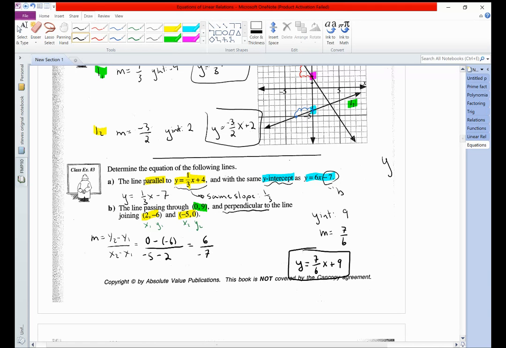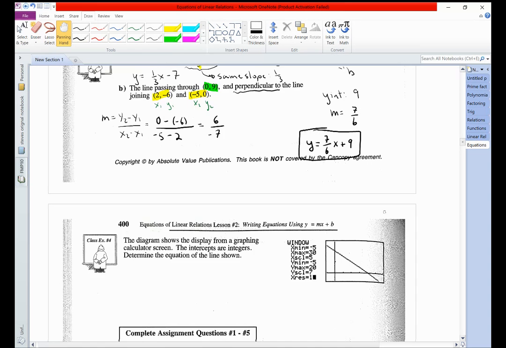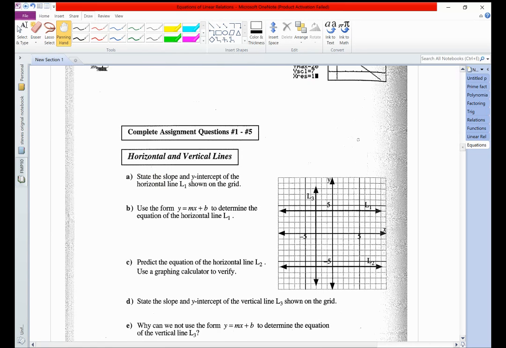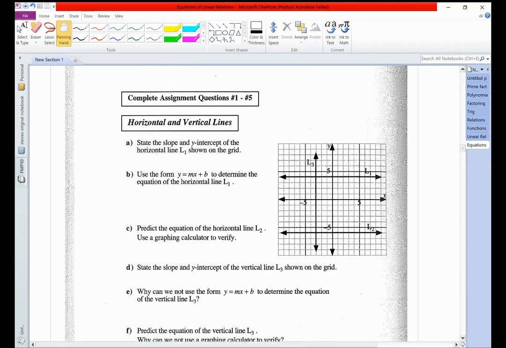The last thing I want to talk about is horizontal and vertical lines. The trick with horizontal and vertical lines is that our slope is either going to be 0 or undefined. So they don't really fit the mold of y is equal to mx plus b. But the way that we can do this is this line right here, L1. I'm not going to go through all these questions. I'm just going to show you this quickly.